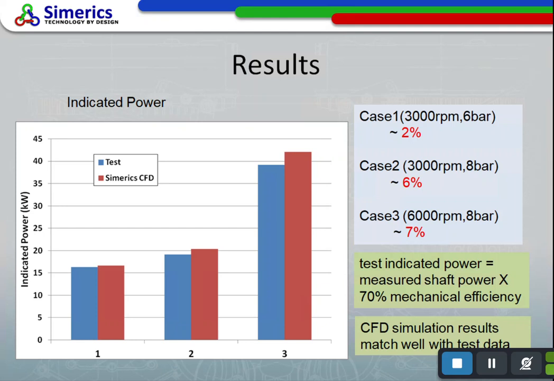However, we should keep in mind that the test data here is calculated in this way: the measured shaft power multiplied by the mechanical efficiency, which is 70%. Here, the 70% mechanical efficiency may overestimate the mechanical loss, and that's also a possible reason that the CFD results overpredict the indicated power. Overall, we can conclude that the CFD simulation results matched well with the test data.